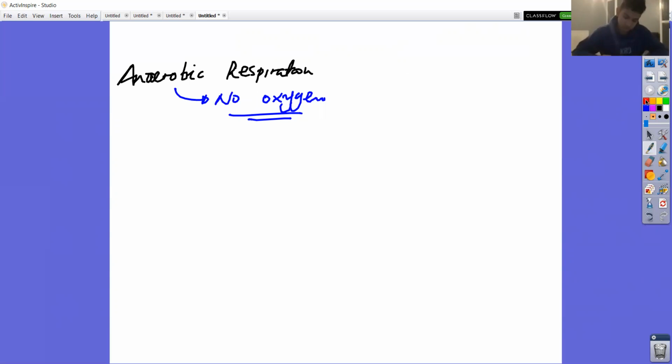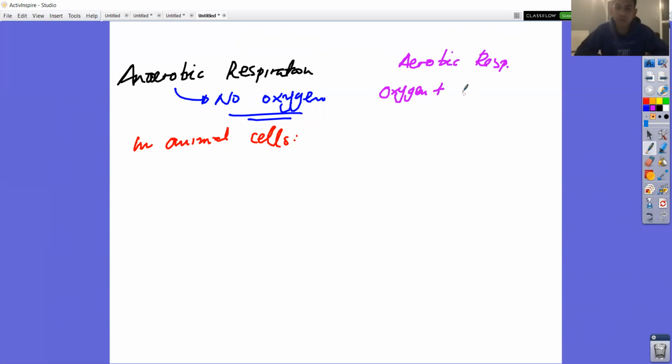So it would be maybe... wait, I need to wait. What was the normal respiration one? So can you remember the normal respiration one for aerobic? Oxygen plus... so oxygen plus water. Think about it a little bit more again, because it's taking place in your body right now. Oh, wait, is it oxygen plus glucose?